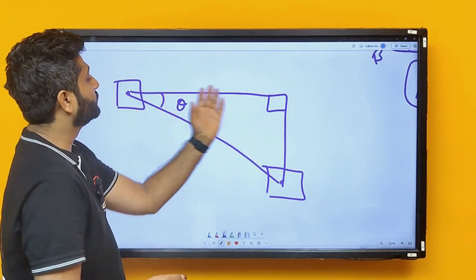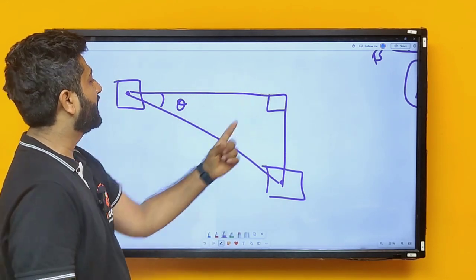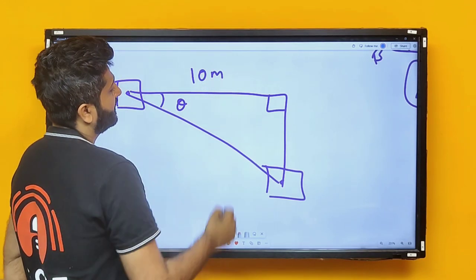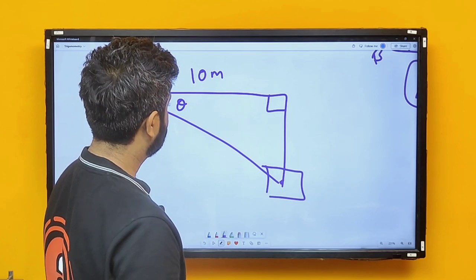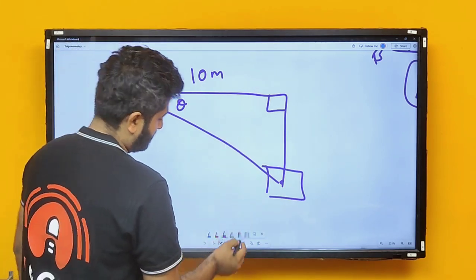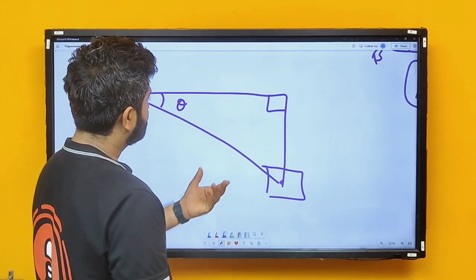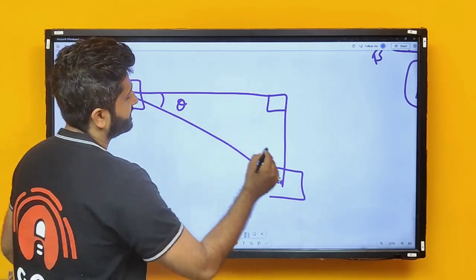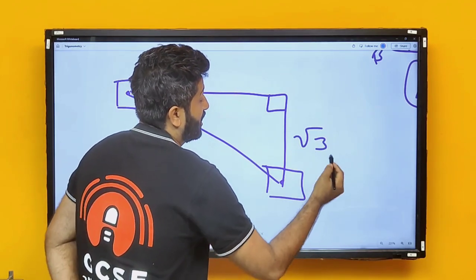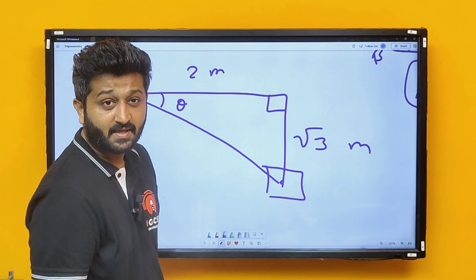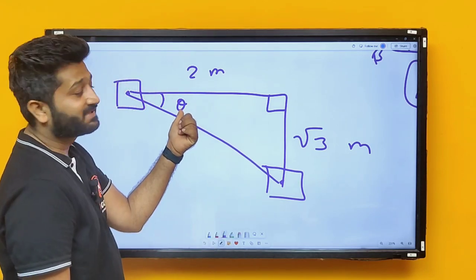Now let's say I know that this distance is 10 meters, and I know this distance, let's say this is root 3 meters, and this distance is 2 meters. Now I need to find this angle.